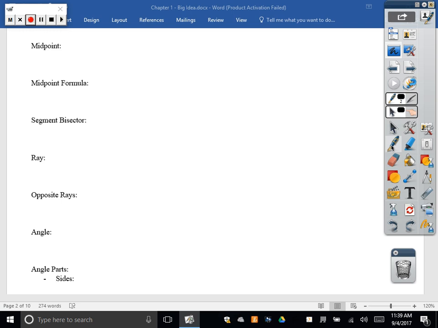So the definition of midpoint is as follows. It's a point located halfway between the two endpoints. Okay? A point located halfway between two endpoints.